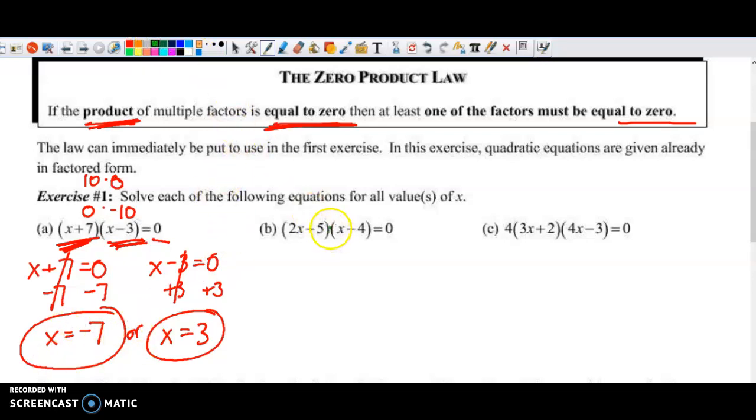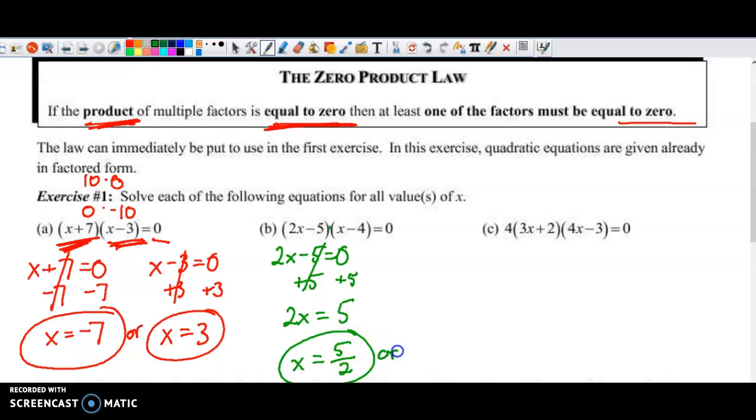So I could do the same thing on the next one. Either 2x minus 5 equals 0, so you could add 5 over. 0 plus 5 is 5. And then as you divide by 2, just leave it as an improper fraction. But you might also notice a shortcut here, that it's always the opposite of these numbers.